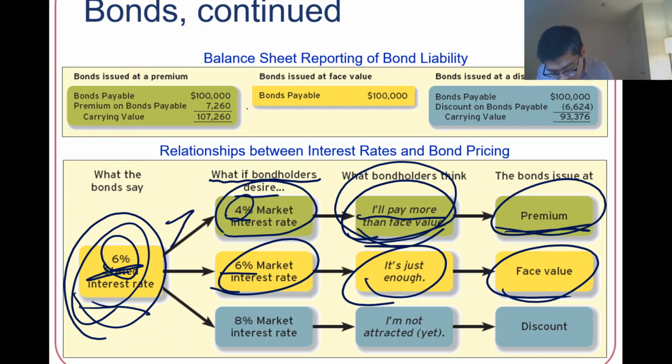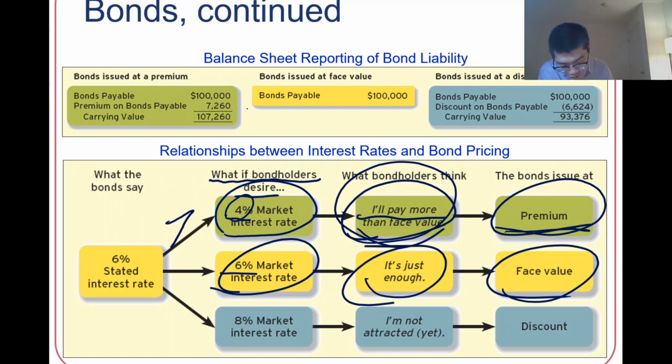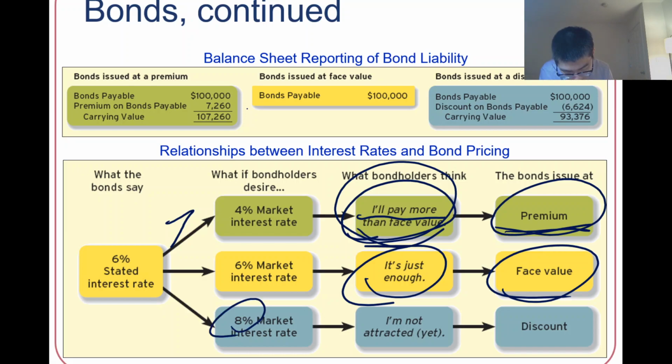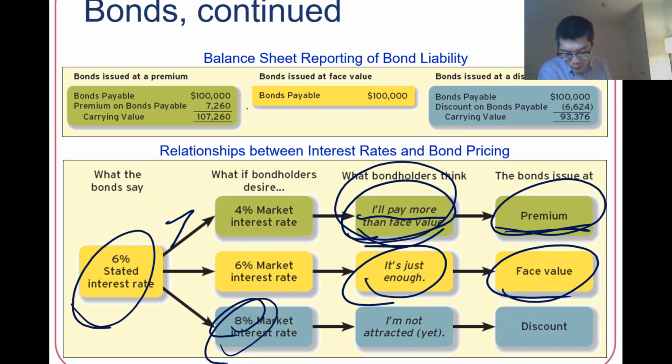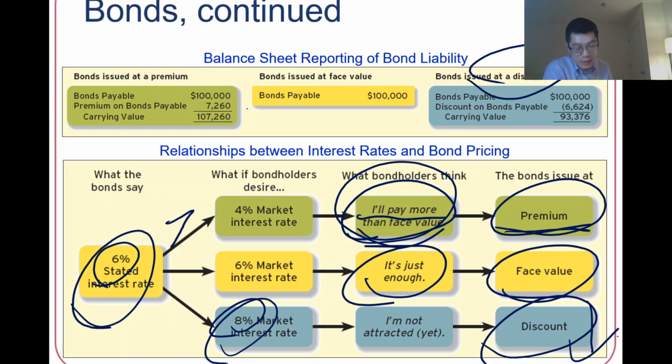However, if the market is offering an 8% interest rate, that means the other investment tools on the market can easily give you an 8% rate of return. Why on earth would I go to you to purchase this bond which has only a 6% interest rate? That makes sense? So your demand will decrease, then the price will go down, which will end up with a discount at issuance. Make sense?